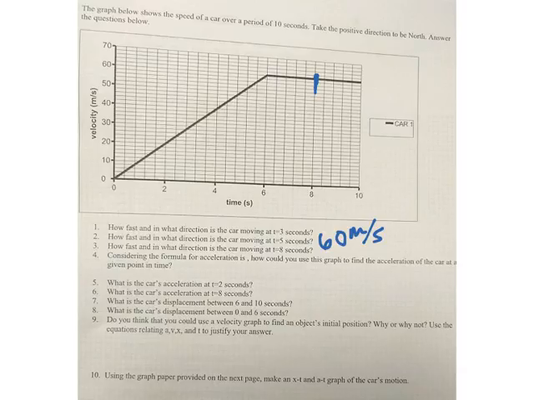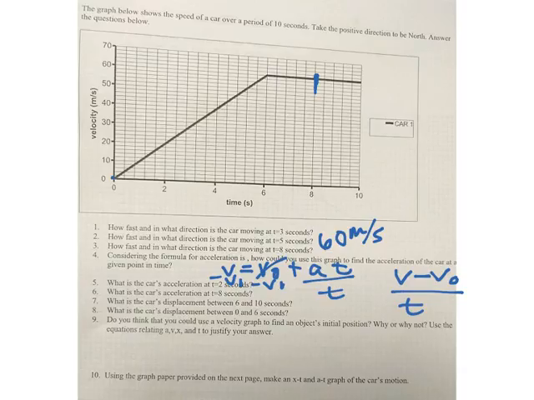Alright, so considering the formula for acceleration, how could you use this graph to find it? I think they're talking about this equation. We know here v naught, the original v, is 0, so we can get rid of that essentially. Or another way to think of it is v minus v naught over time. I quickly subtracted that from both sides and divided by t, and we have this equals a. Hopefully this looks a little familiar to you.